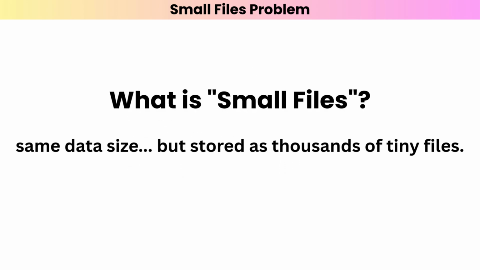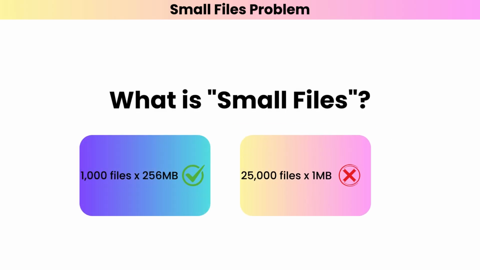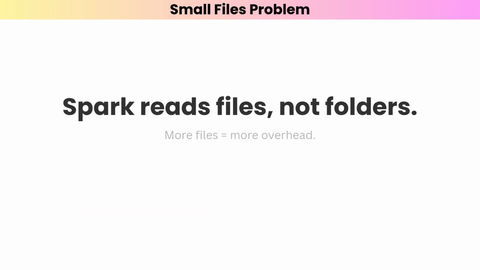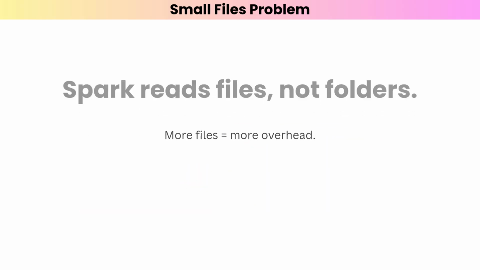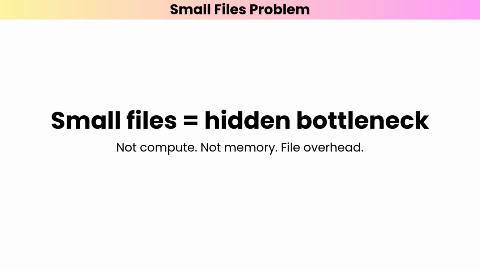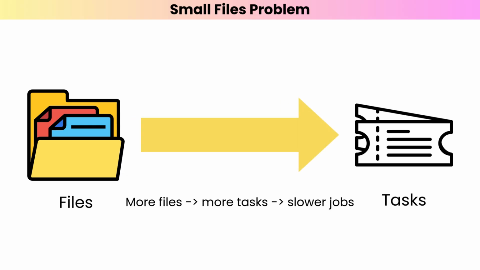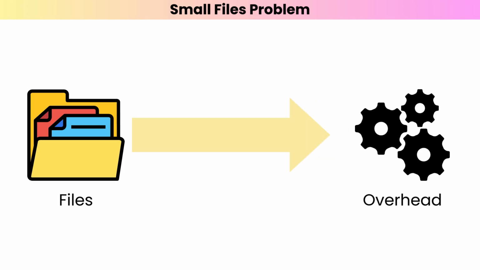Small files problem means instead of storing data as fewer larger files, your dataset becomes thousands or millions of tiny files. In distributed systems, that's not harmless because a lot of engines, including Spark, pay overhead per file. So even if your data size is the same, the file count can make everything slower.